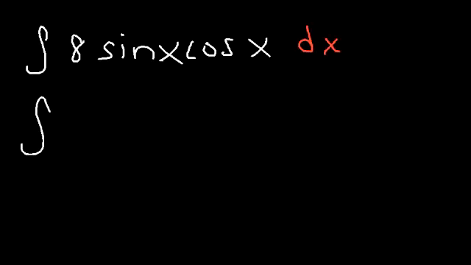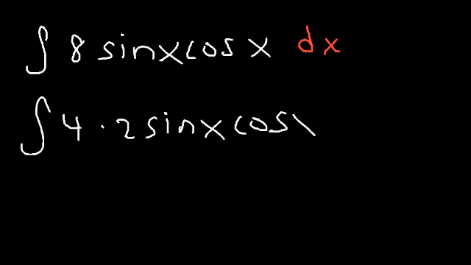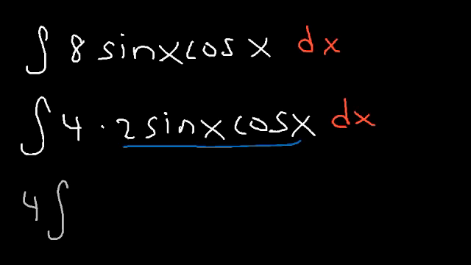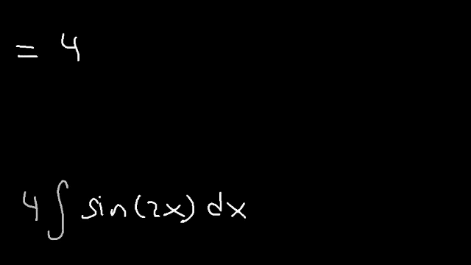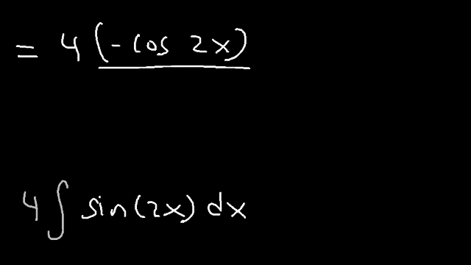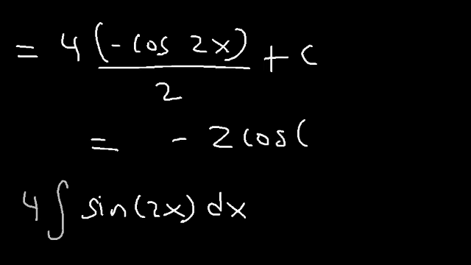So 8, we can break it up as 4 times 2. And if you recall, 2 sine x cosine x is equal to sine 2x. So we have 4 times the antiderivative of sine 2x. And the antiderivative of sine is negative cosine. So this is going to be 4 times negative cosine 2x divided by the derivative of 2x, which is 2, plus c. So the final answer is negative 2 cosine 2x plus c.